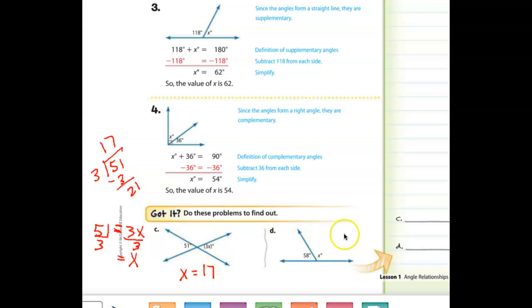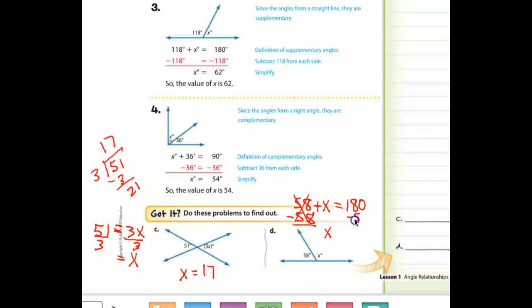Okay, for this last relationship here, if we have 58 and x, what kind of relationship do these two angles form? Very good. If you said supplementary, you are correct. So we're going to write the equation that 58 plus x is equal to 180 degrees, because it forms a straight line. So in order to get x by itself, I've got to get rid of this 58. What operation will I do to both sides to get rid of that 58? Very good. I'm going to subtract 58.